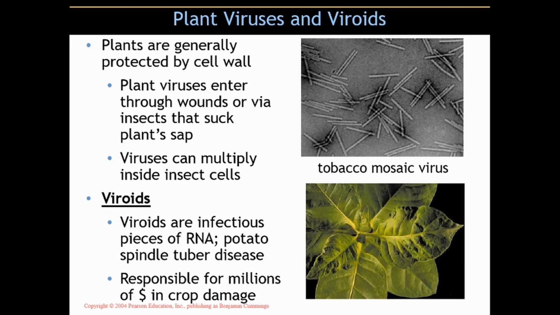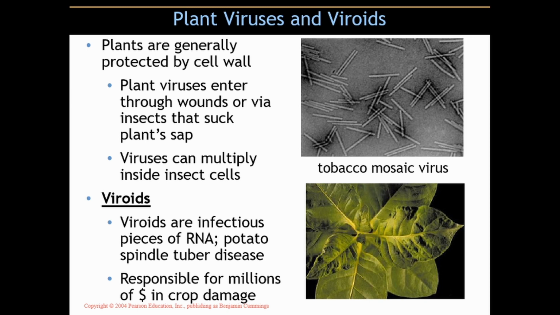Plant viruses and viroids, there's not too much to say about that because plants are generally protected by their cell wall. The cell wall is a very stiff, rigid, sturdy, thick structure that protects plants very well. It's very effective. So plant viruses enter through wounds or via insects that suck the plant's sap.